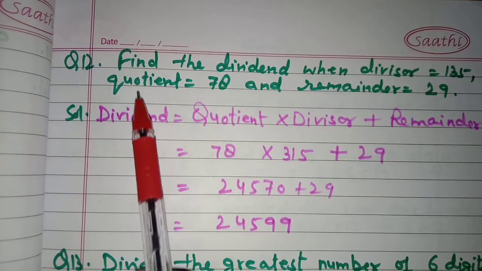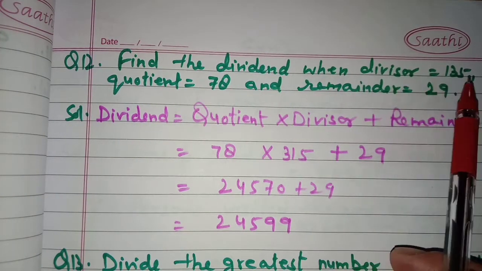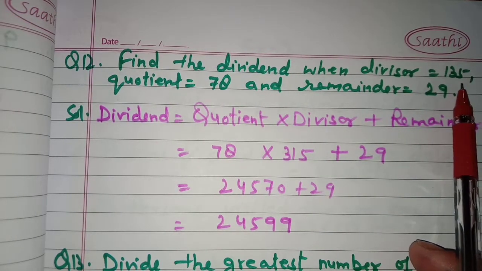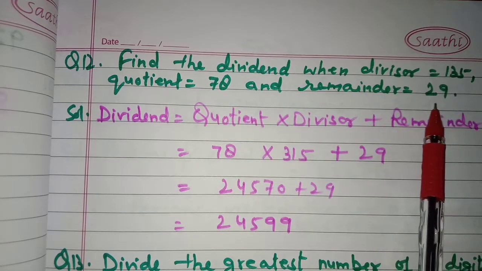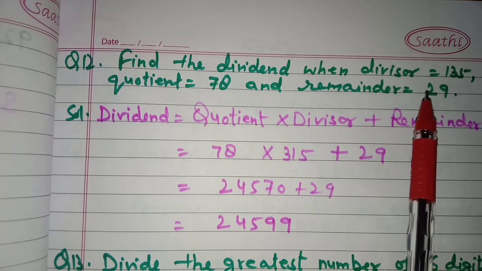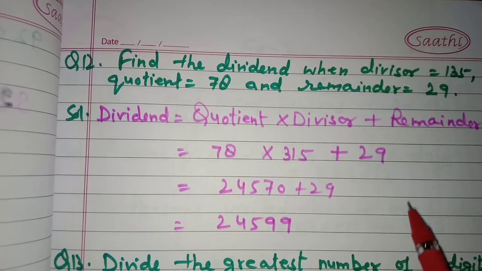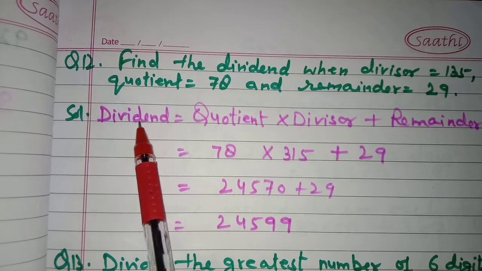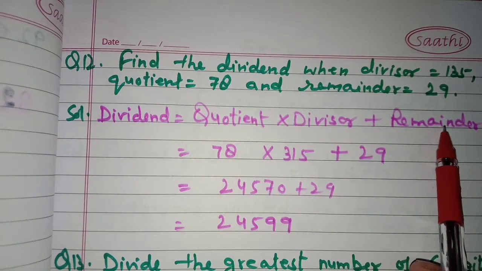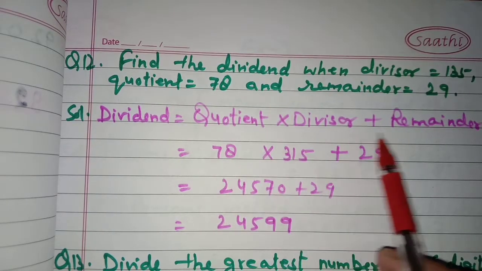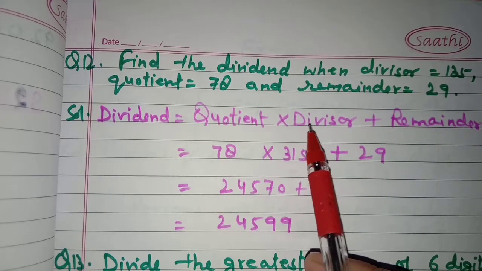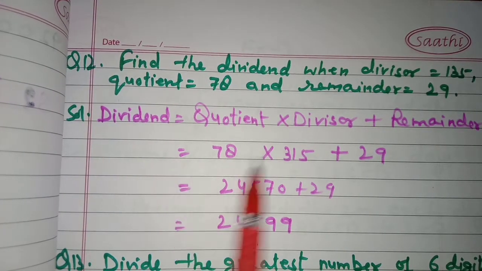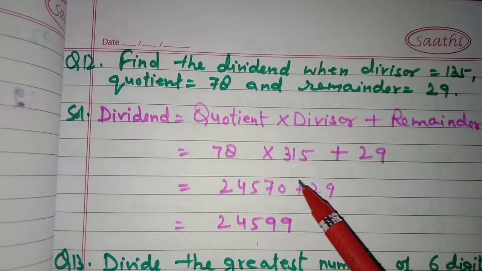Now question number 12. Find the dividend when divisor is 135, quotient is 78 and remainder is 29. So here divisor, quotient and remainder are given, and you need to find the dividend. You have done the sum related to the check of division sum, where dividend is equal to quotient into divisor plus remainder. When you solve these 3 terms, you will get the number which is equal to the dividend, and that is the answer in this question.